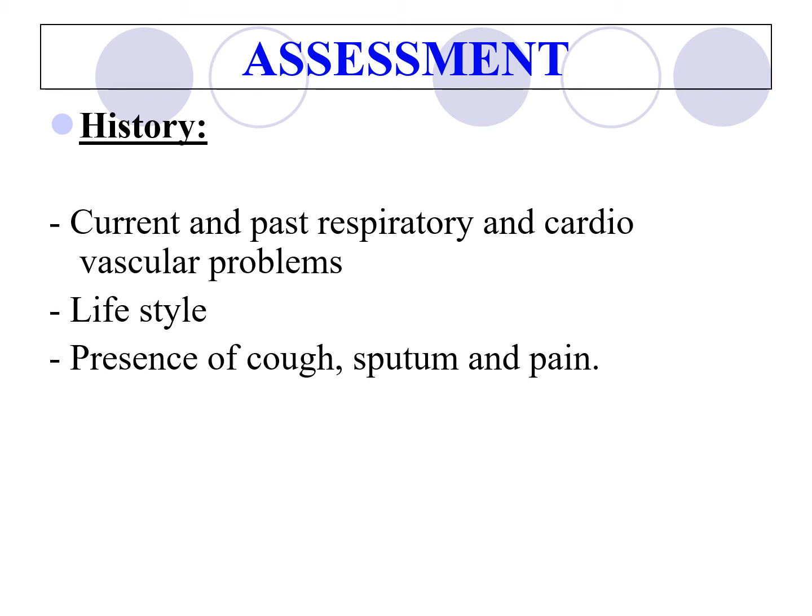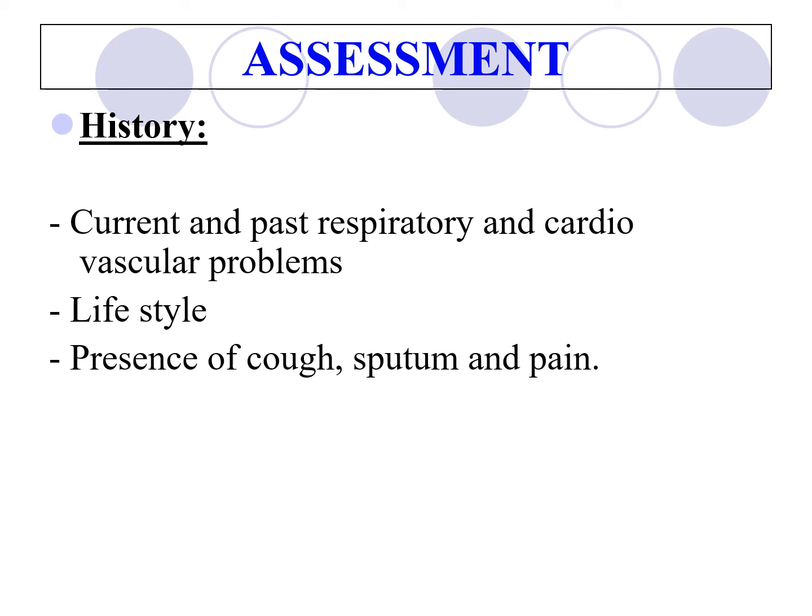If sputum is there, we also have to assess and ask about the color of the sputum and the amount of sputum. When the client is having the sputum, is it for the whole day? Is it in the morning or at night?